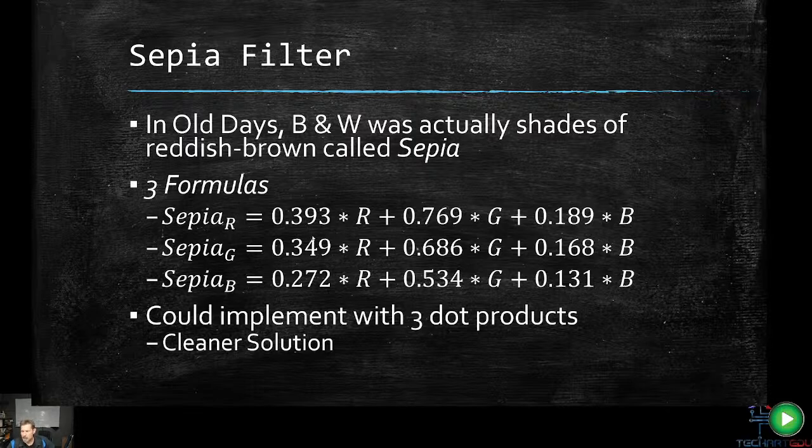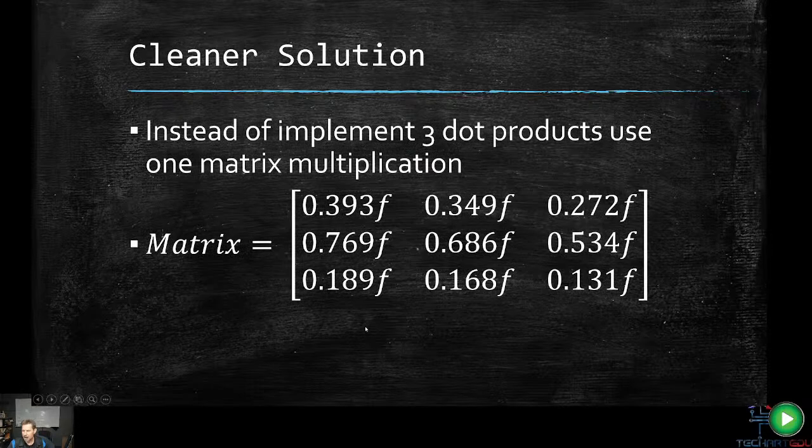Now we could just do this with simple 3 dot products. If we wanted to do that, that would be okay, and it would make it look just like our grayscale. But instead, we're going to create a much cleaner solution. We're going to take those 3 vector values and collapse them together into one matrix. So here, this first column is the red sepia, this middle column is the green sepia, and this far column on the right is the blue sepia. And we're going to push that into our technique again.